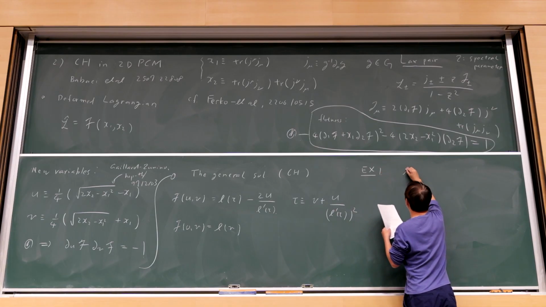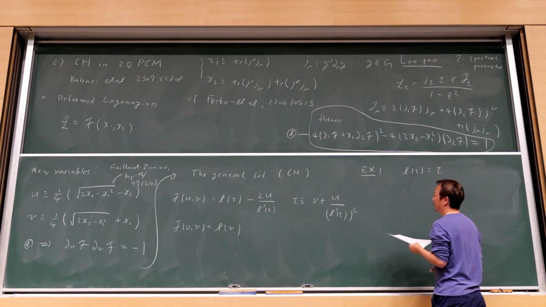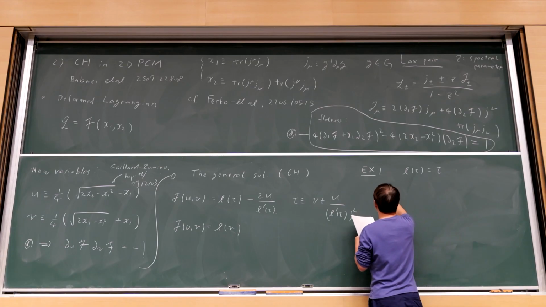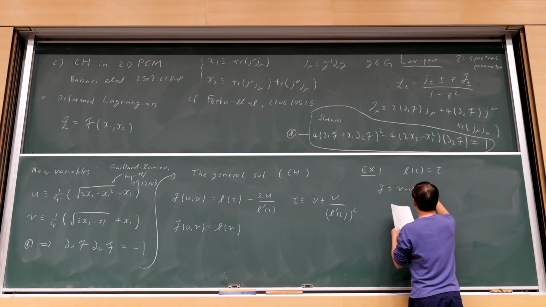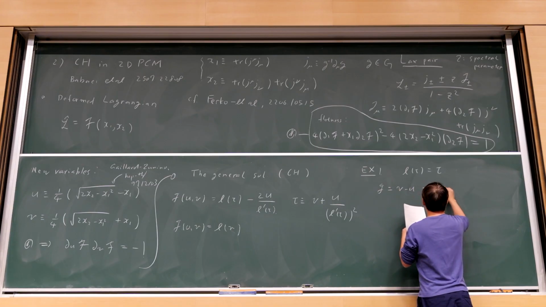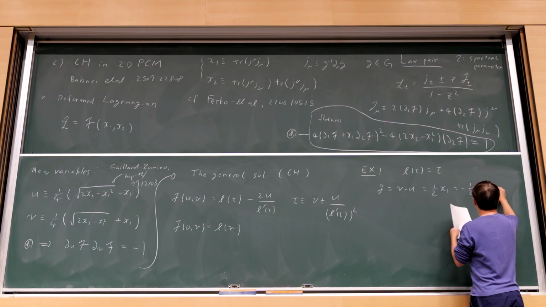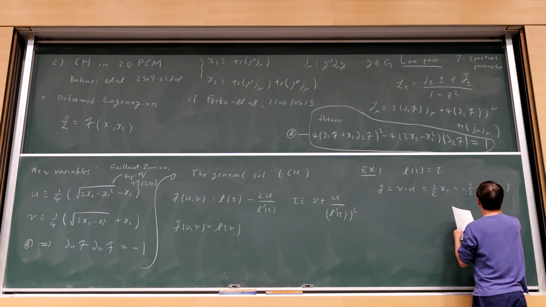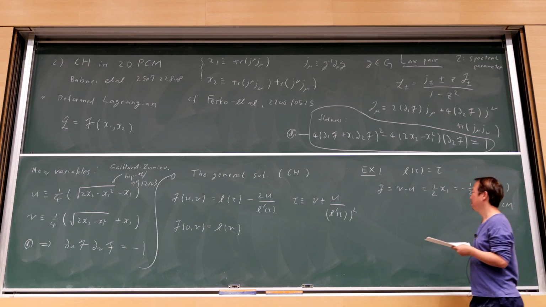F of tau equal tau. This is a very simple one. Then F equal V minus U is nothing but the x1 half, and this is nothing but the two-dimensional principal chiral model. So this corresponds to the undeformed case.